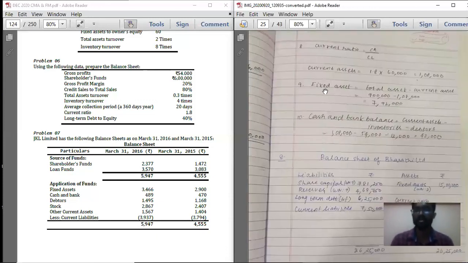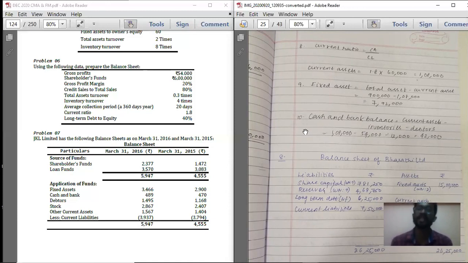Below that, point number 10. What is cash and bank balance? Whatever is left over in the current assets, except inventories and debtors, is cash and bank balance. We are assuming it as cash. We can even mention it as other current assets, or quick assets. Anything is fine, but cash and bank balance is a common term used in business other than inventories and debtors.